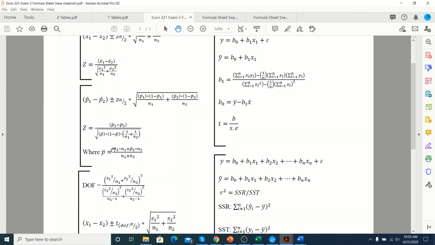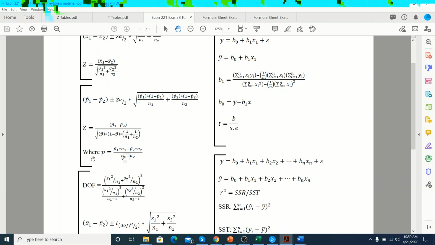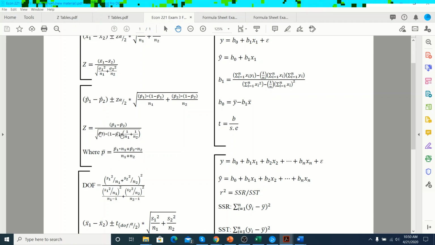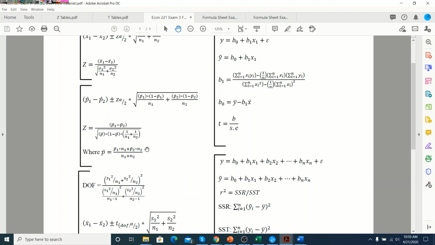How do I do that? I plug in the sample proportions and the sample sizes, and then once I have p bar, I'll plug that into my denominator. So it's a two-step process just to make it a little bit easier. I could write all this out twice in here, and it'd be a crazy-looking equation. What's probably easier is to do it in the intermediate steps.